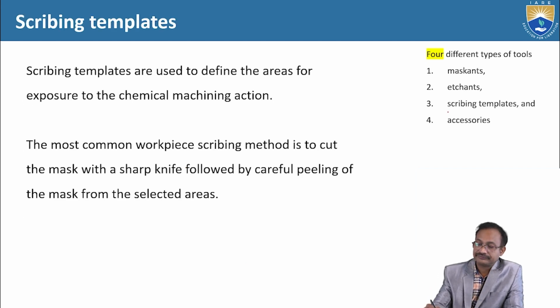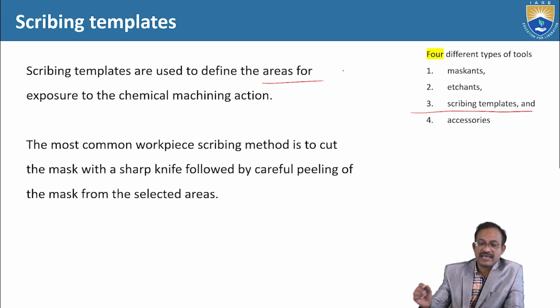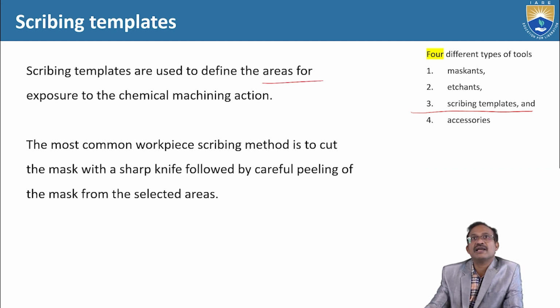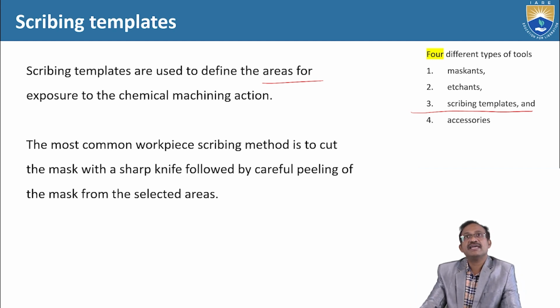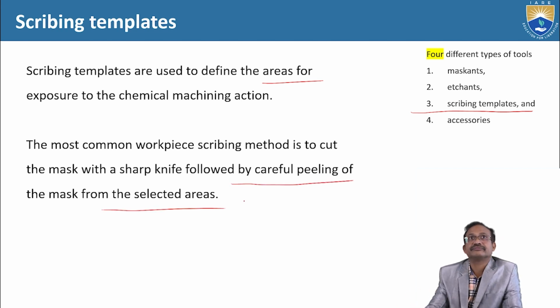Next, third one, scribing templates. Scribing templates are used to define the areas for exposure to the chemical machining action. The most common workpiece scribing method is to cut the mask with a sharp knife, followed by careful peeling of the mask from the selected areas. So this is the scribing template.